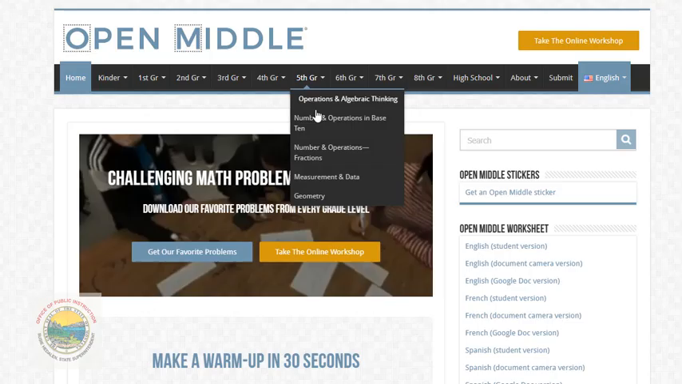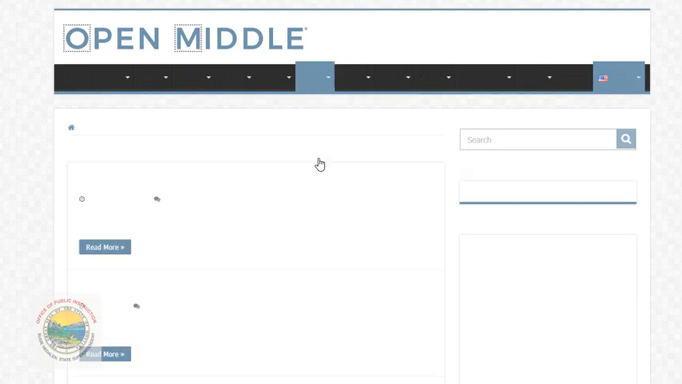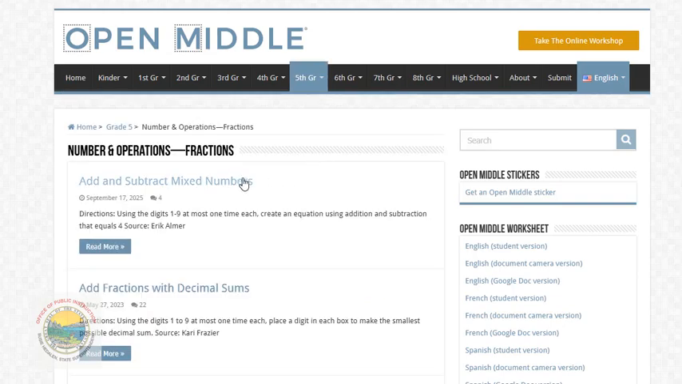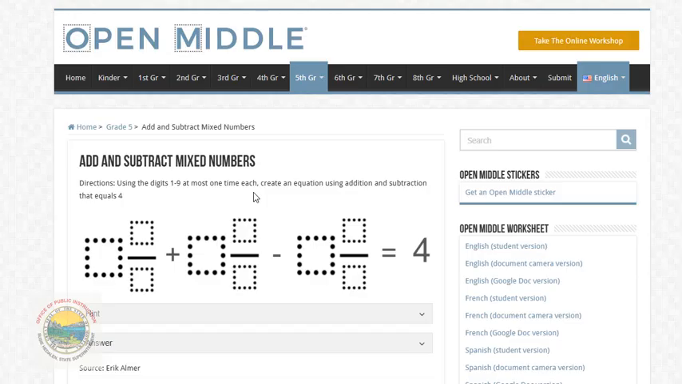I'm going to pick a 5th grade task for us to look at today. No surprise to anybody, but most of our students struggle with fractions. So that's what we're going to look at. And I've got on here a topic on adding and subtracting mixed numbers. This is not my task. This was submitted by an Eric Ulmer.